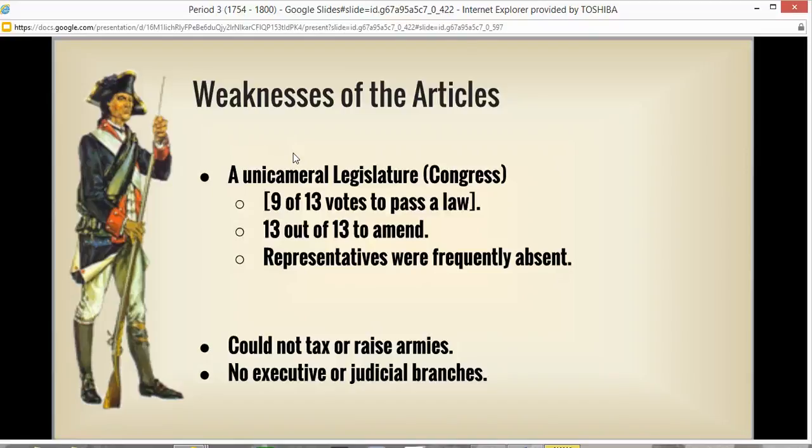In order to pass a law, you have to have 9 out of the 13 colonies vote to pass a law. You need all 13 colonies to vote in favor of an amendment, to amend a law or some document such as the Articles of Confederation. So that means you have to have 100% of the people agree to that. You also have the issue of the representatives of the legislature being very absent on a regular basis. People are just not taking this idea of national government very seriously. A lot of that has to do with, like we talked about before, those state and colonial loyalties over that of a national cause.